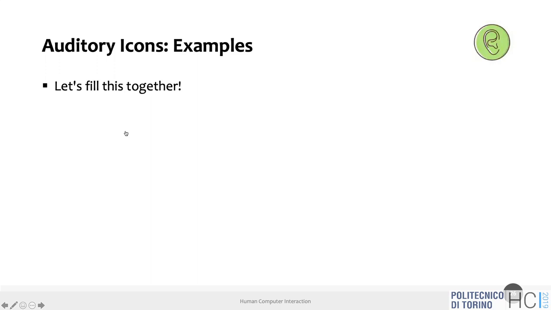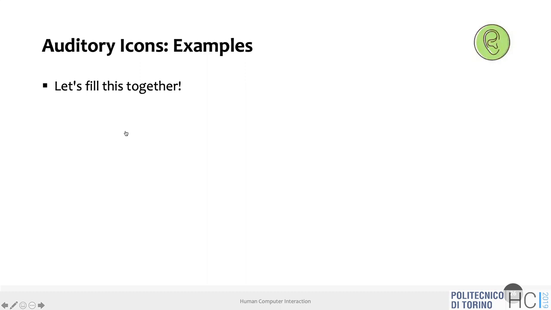Examples of auditory icons. I avoided adding some examples while speaking because I would like to hear from you about this. A couple, at least, of auditory icons that you experience on your computer, for instance, except Skype or similar, obviously.